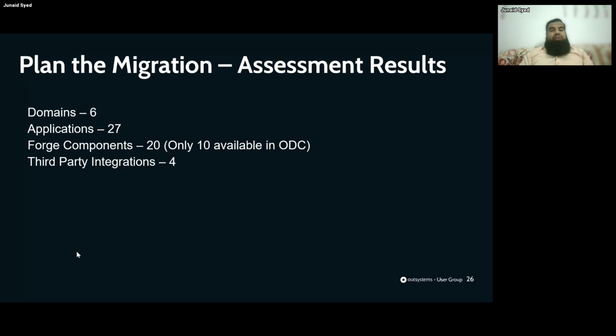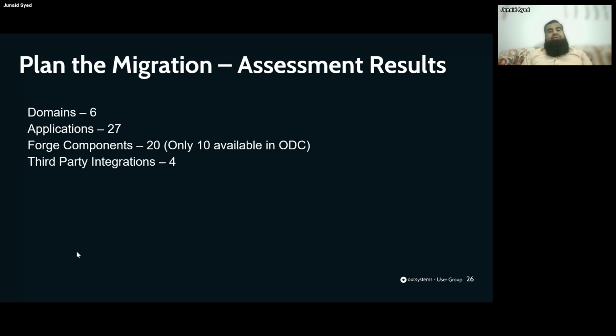Anyway, we started planning the migration, and then the assessment. We performed an assessment, and there were 6 domains, 27 applications, and roughly 20 Forge components, and only a few were available in ODC. There were several third-party integrations as well. I am just giving you a snapshot because I really cannot share all the details here, because of the confidentiality of the customer information.